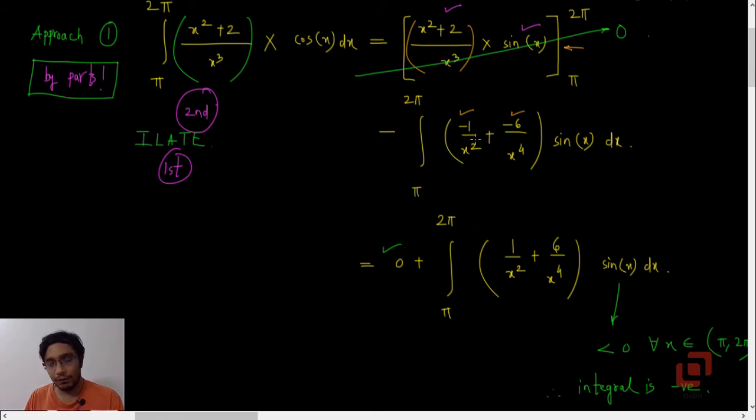Then comes the second integral. Here you have the terms inside the bracket negative, and this negative sign comes up because of the formula of integration by parts. So if you take these two negative signs outside, it will become positive. The integrand is now 1 upon x squared plus 6 upon x to the power 4, into sine x. Now you can see that 1 upon x squared plus 6 upon x to the power 4 is an even function, so no matter what values you have, this function will always be positive.